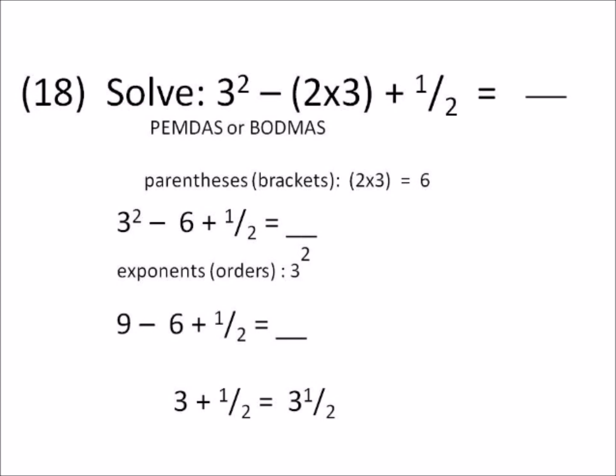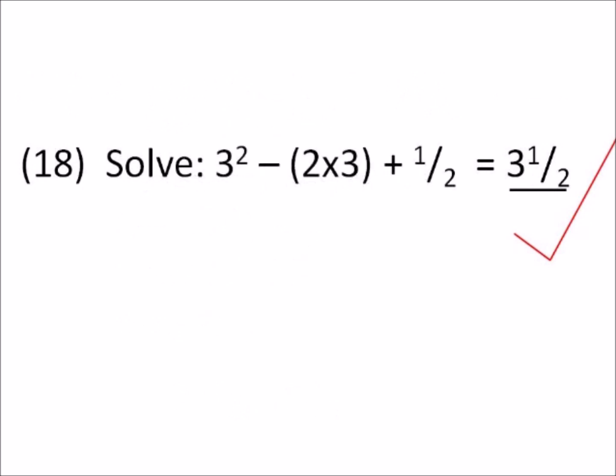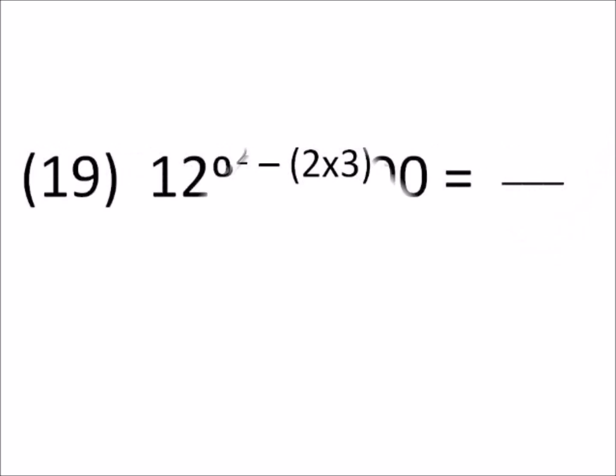So you can take away the 6 from the 9, you get 3. 3 plus a half, 3 and a half. So it wasn't that hard once you do it in steps. So there you have it. 3 squared minus 2 times 3 in brackets plus a half is 3 and a half. Okay, hope you got that one correct. You'll be dealing with some more of them.